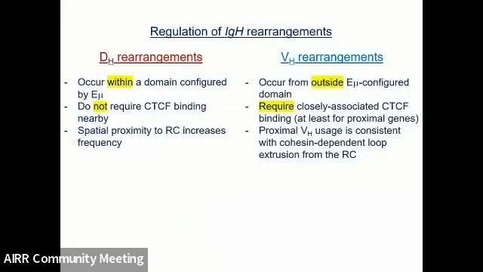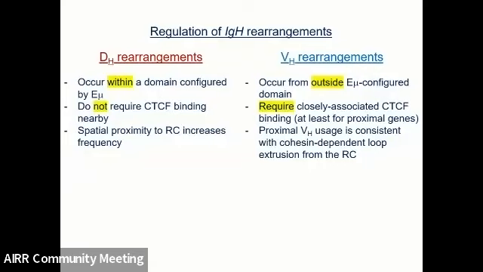So regulation of IGH rearrangements is what we've been talking about. DH rearrangements occur within a domain. DST4.2 being brought in leads to its recombination. They do not require an associated CTCF binding site. And spatial proximity to the recombination center increases frequency.